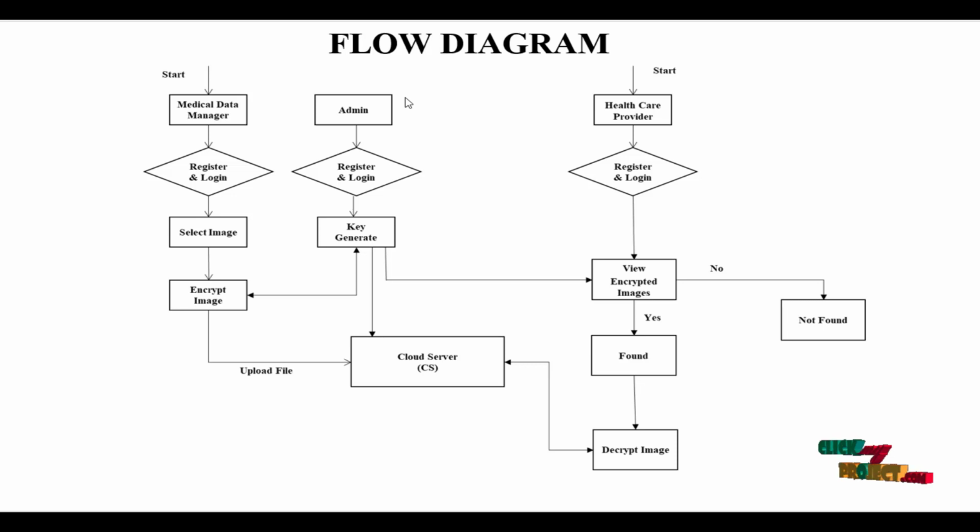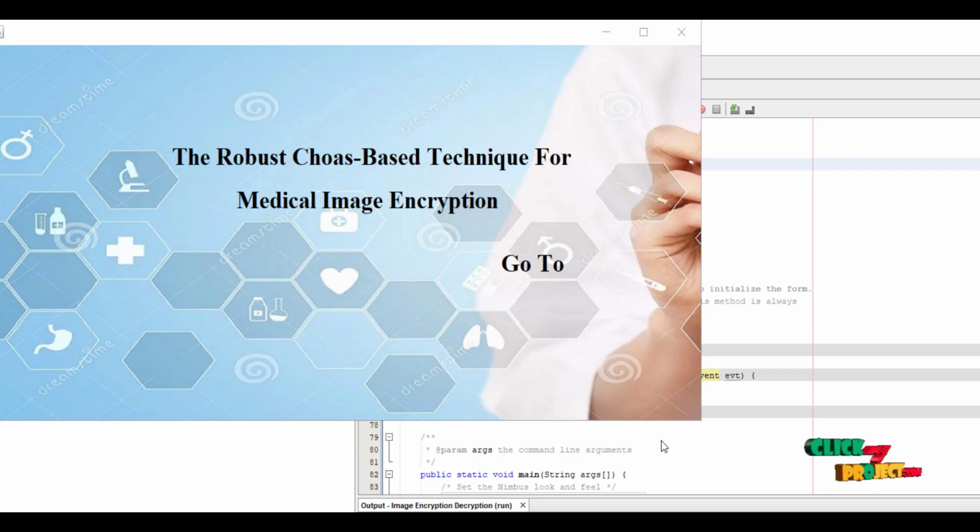The healthcare provider can view the encrypted images for decrypting from the cloud and get a key for all images, and the multiple encrypted medical images will be decrypted at a time. Both the encrypted and decrypted multiple medical images are stored in the cloud. Next, we are going to see the project output.